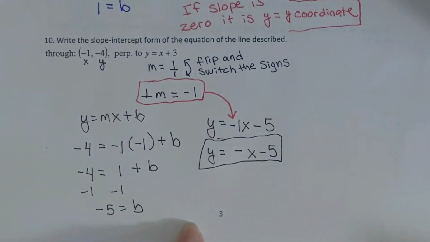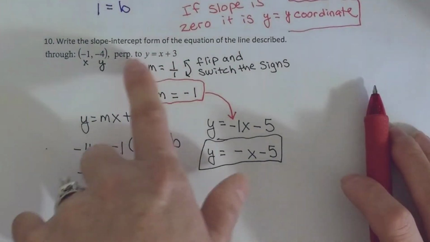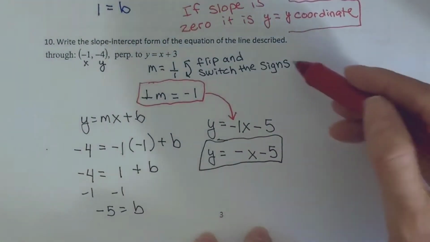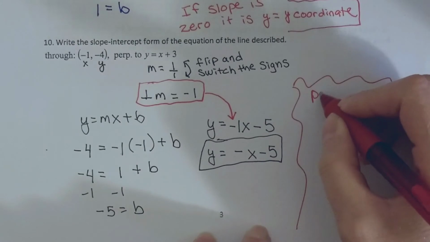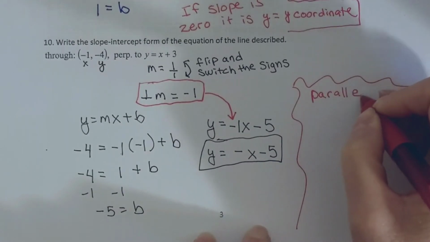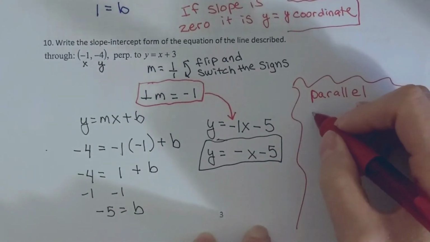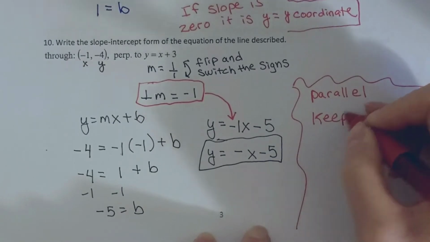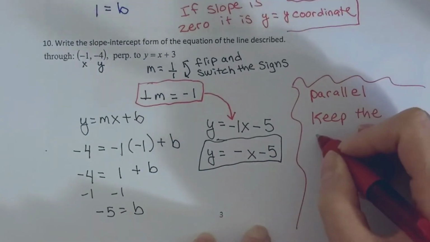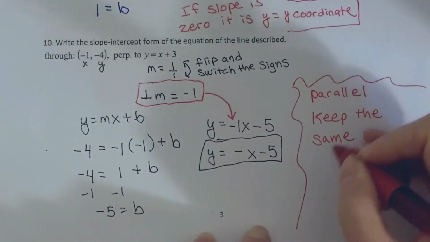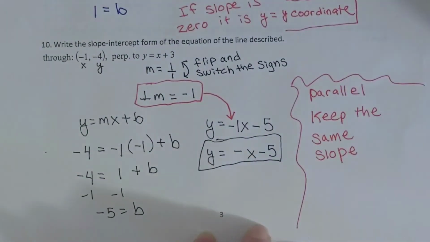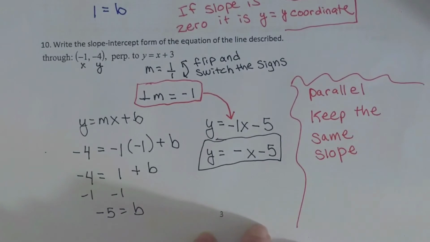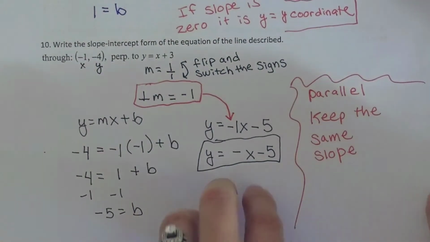Now, if it had asked for parallel instead of perpendicular, as a side note, parallel just means you keep the same slope. So whatever slope they would give you if it was parallel, you would just write that slope into your formula.